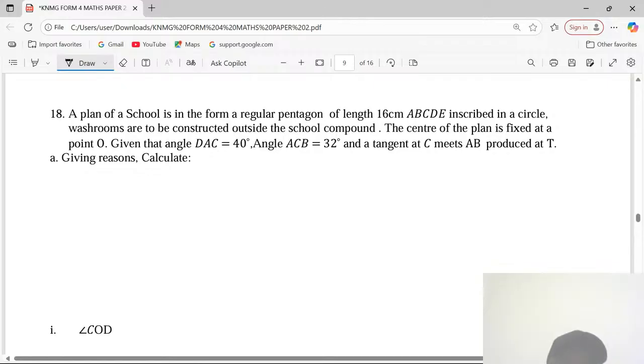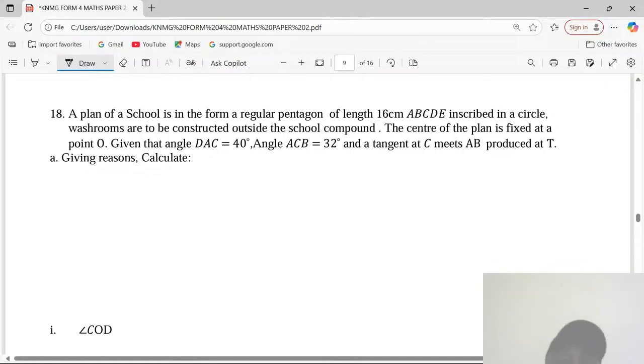Washrooms are to be constructed outside the school compound. The center of the plan is fixed at a point O. Given that the angle DAC equals 40, ACB equals 32, and a tangent at C meets AB produced at T. Giving reasons, calculate. This is the first time to meet a question like this in section 2, where the diagram has not been provided.